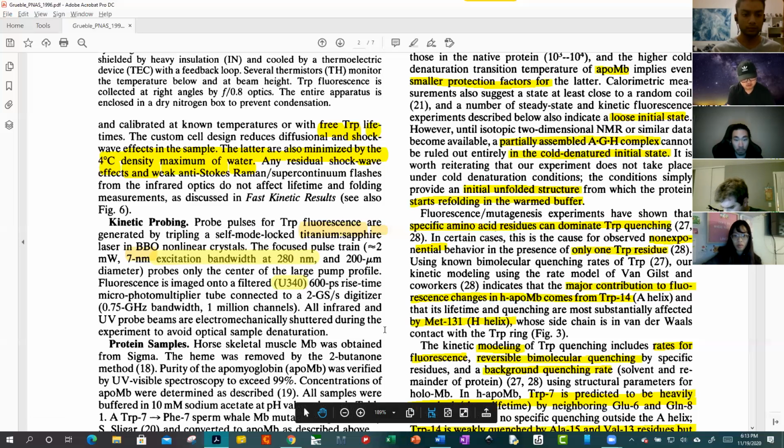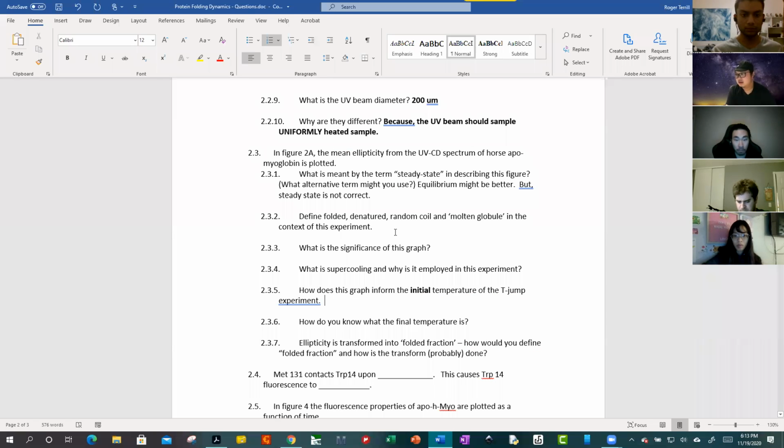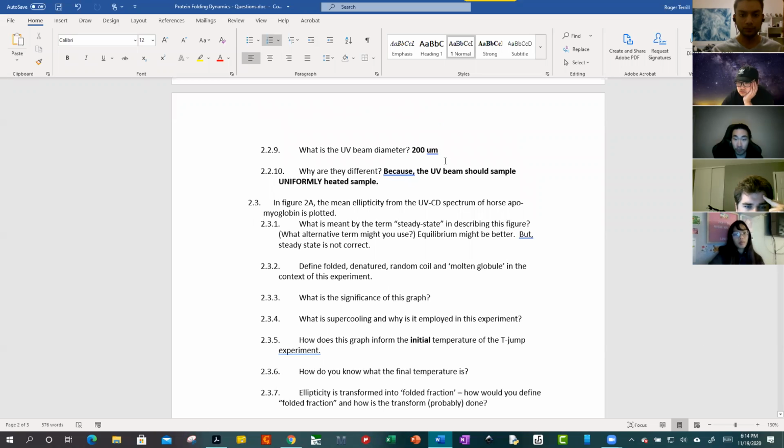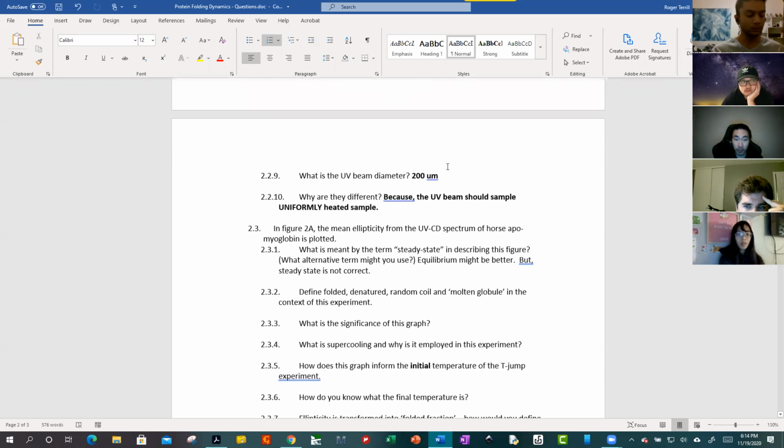And the question we're working on is... So we sort of skipped over that. But that's the wavelength of the UV, the wavelength and diameter of the UV, etc.